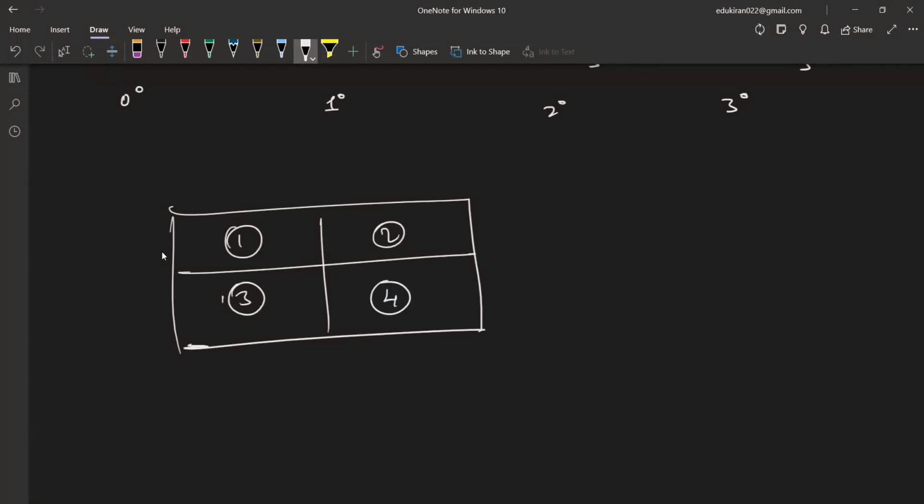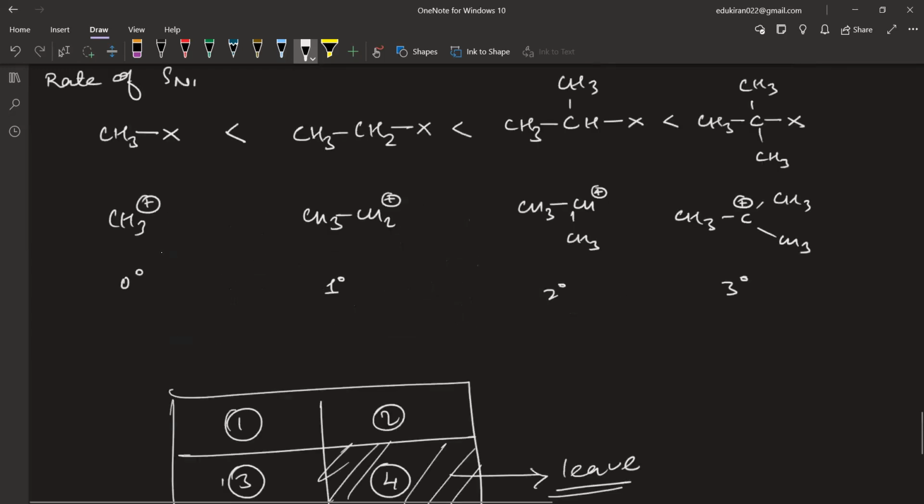Now let us say all of the rooms are vacant, and there is a brother only in the fourth room, and that brother wants to leave. If all the other rooms are vacant, will it be safe to leave? No, sir. That is why, take here: there is only one carbon. That is why it is not safe.